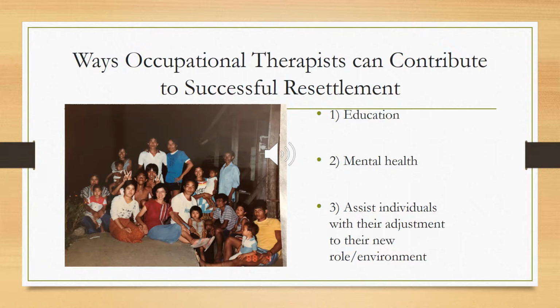Occupational therapists can contribute in so many ways to the refugee's successful adjustment to their new life. A few ways are through education, paying attention to the individual's mental health, and intervening if necessary. Also physical assistance with their adjustment to their new roles and environment. So this picture here is of my family members and a bunch of other people that we fled our country with, in the Philippines, where we were sent to get educated on what life was going to be like in America.